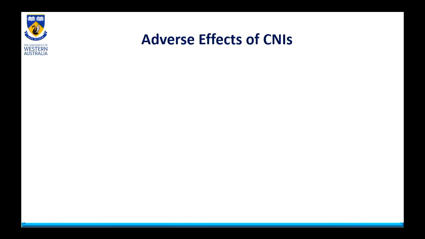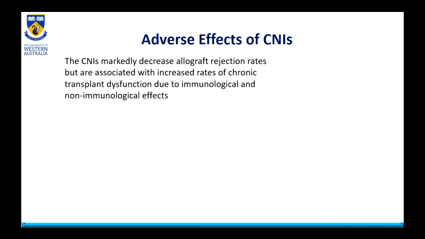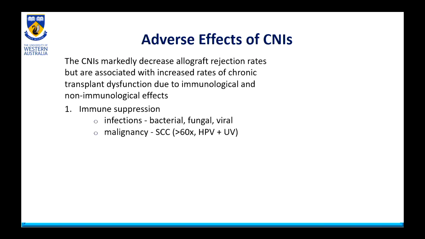So what about some of the side effects of these calcineurin inhibitors? So the calcineurin inhibitors markedly decrease allograft rejection, but they're associated with increase of chronic transplant dysfunction due to immunological and non-immunological effects. In other words, they reduce the immune response, but of course, as soon as you reduce the immune response, you're going to have side effects. It's good to have it because we need it, but you're going to have problems as well.